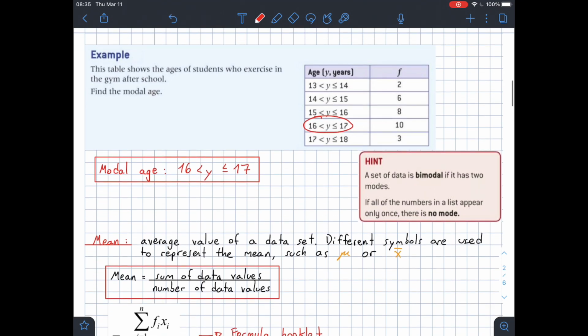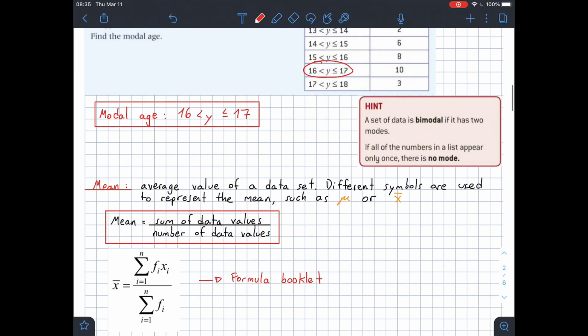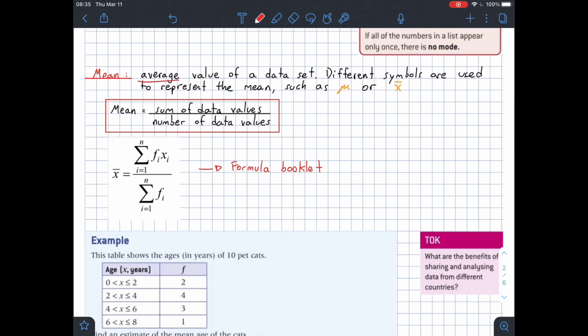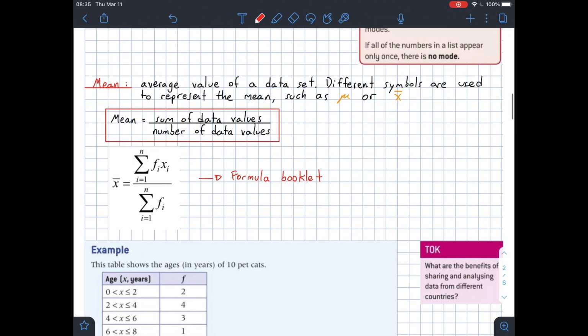So let's move on to the next tool to measure the center of data, which is the mean, the average value of a dataset. Different symbols are used to represent the mean, such as mu or x with a bar on top. So how do we calculate the mean? Basically, it's the sum of data values divided by the number of data values, right?